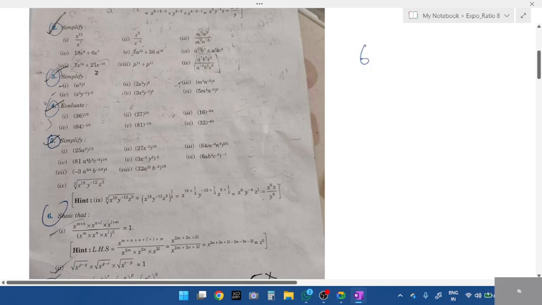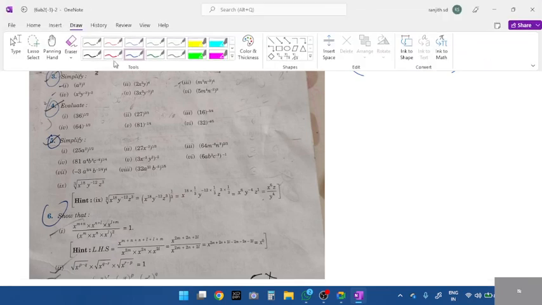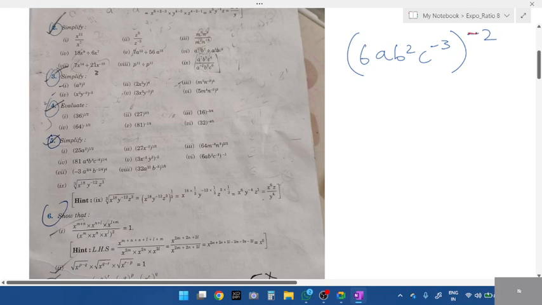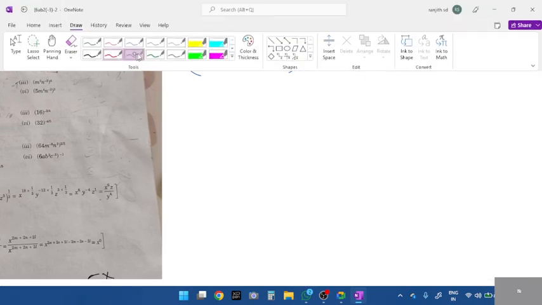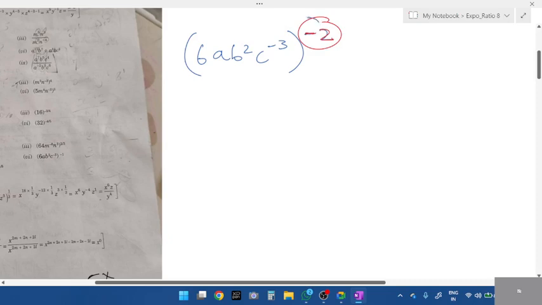Fifth one done, the sixth one: 6ab square c to the power of minus 3. I'll write minus 2 here. Let us solve this. What is the power given? First, always go with the power, positive or negative. Tell me the power, students, positive or negative? Negative.